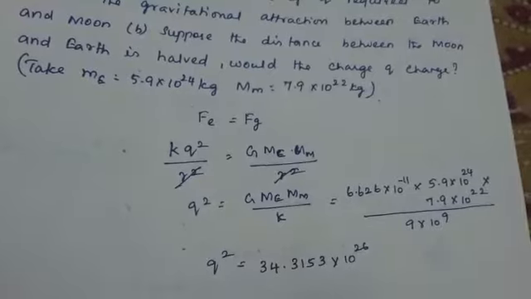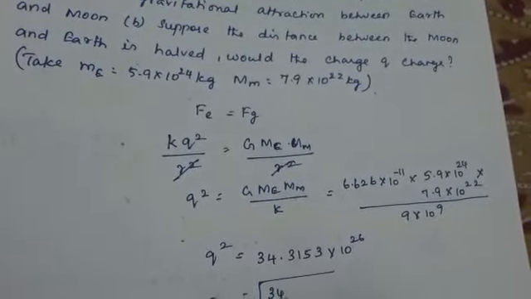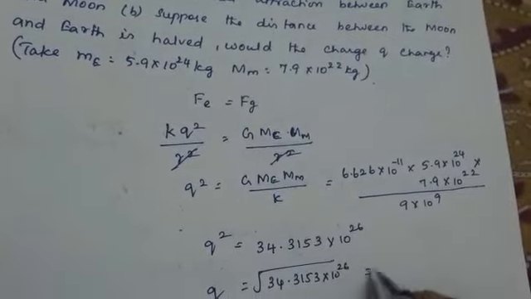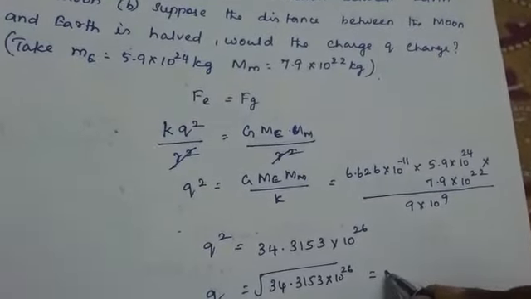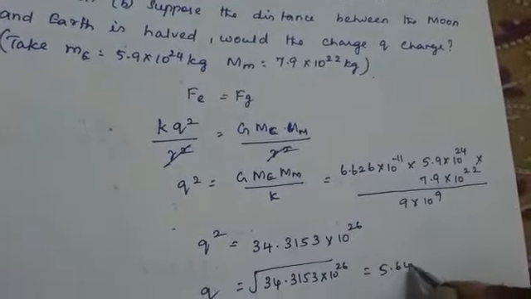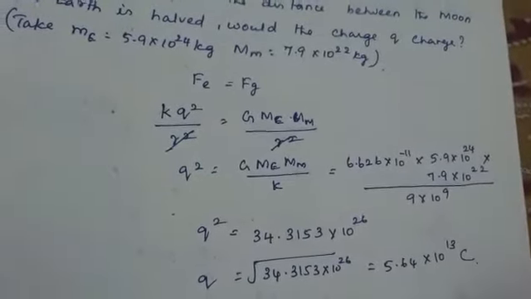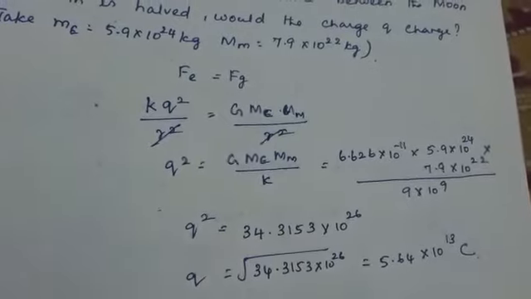So what is Q? Q is equal to root of 34.3153 into 10 raised to 26. What is that value? 5.64 into 10 raised to 13. This is the value you are getting for the charge.